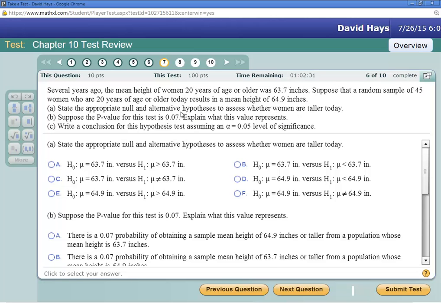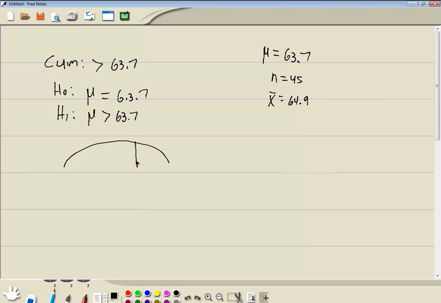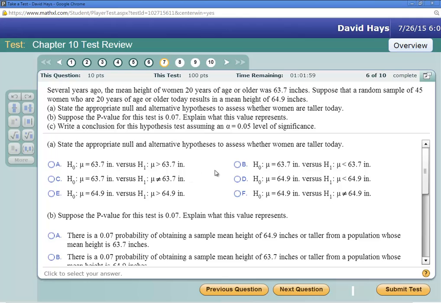Say it's appropriate to assess whether women are taller today. Taller. That's greater than. So they're saying they're greater than the old value, which is 63.7. So that's our claim. These are mus. Greater than goes on H1, so that'll be greater than 63.7, and this will be a less than or equal to 63.7. Since it's a greater than, it means it's a right tail. We have one critical value.